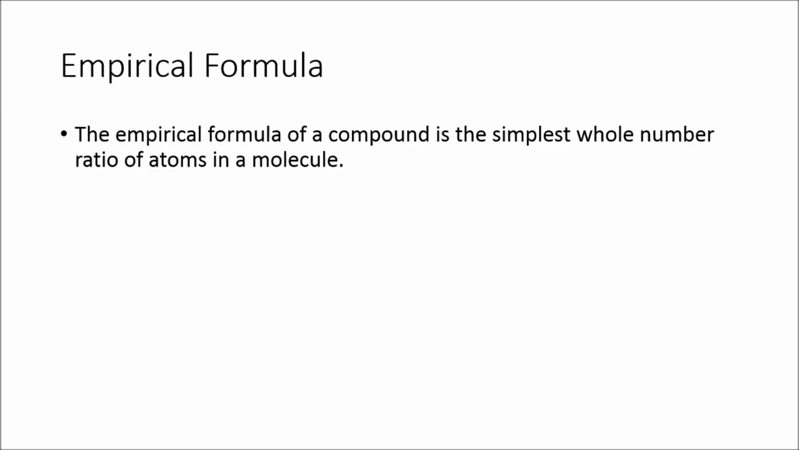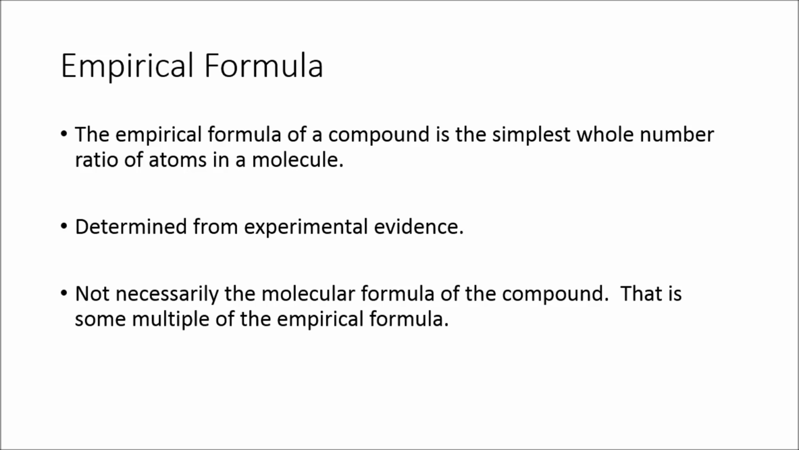So today we're going to go over empirical formula. The empirical formula of a compound is the simplest whole number ratio of atoms in a molecule, and we can determine that from experimental evidence. It's not necessarily the molecular formula of the compound. That will be some multiple of the empirical formula, even if that multiple is 1. It's outside the scope of this video, but we will be covering it.